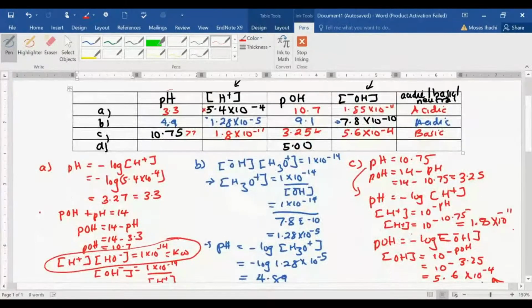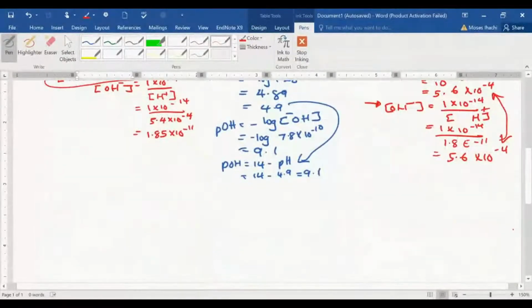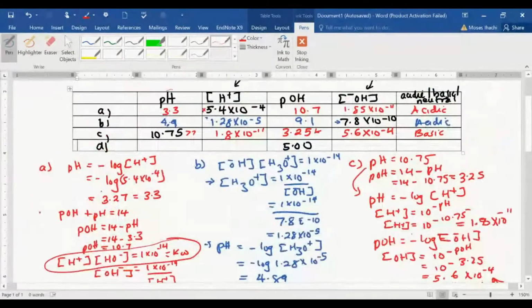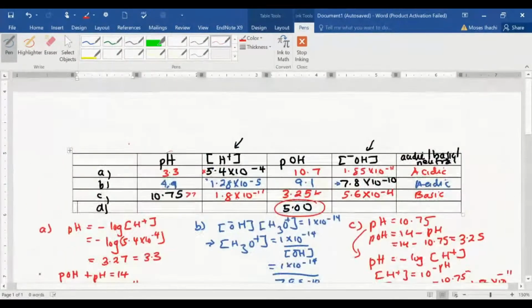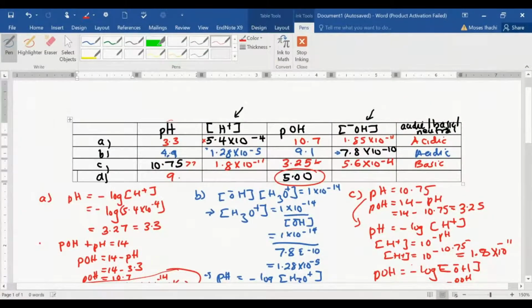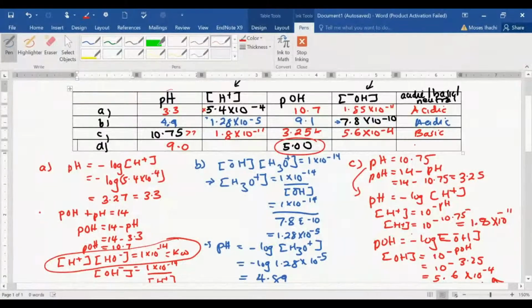Okay. So on part D, you are given pOH to be equal to 5. So we need pH, H plus, and OH minus. Given this, pH will be equal to 14 minus pOH. The pH is 14 minus 5. Obviously, that's 9. So the pH is 9. So we can come to our table and say this is 9. And if it's 9, then it's basic because this is greater than pH 7.